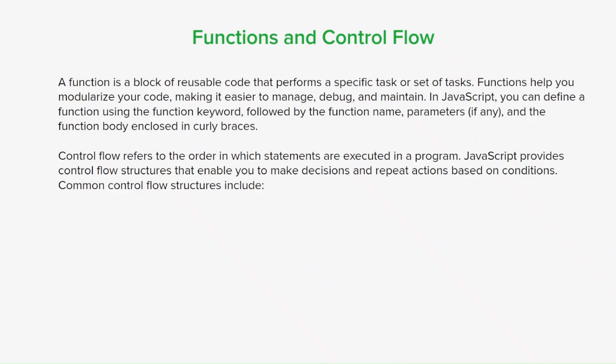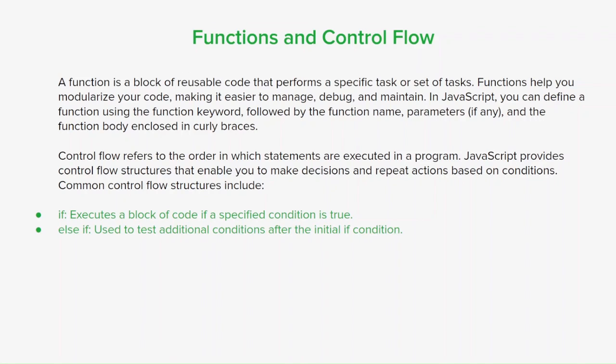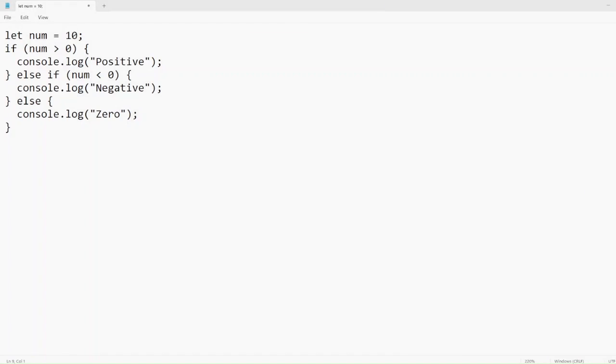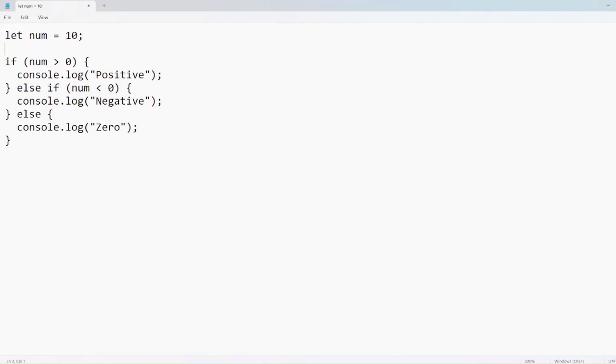So next up we have control flow, and control flow refers to the order in which statements are executed in a program. JavaScript provides control flow structures that enable you to make decisions and repeat actions based on conditions. Common control flow instructions include if, which executes a block of code if a specific condition is true, else if, used to test additional conditions after the if condition, and else, which executes a block of code if none of the previous conditions are true. So in this example here, you can see that a number is being set, and then you have the control flow to give a set of instructions as well.